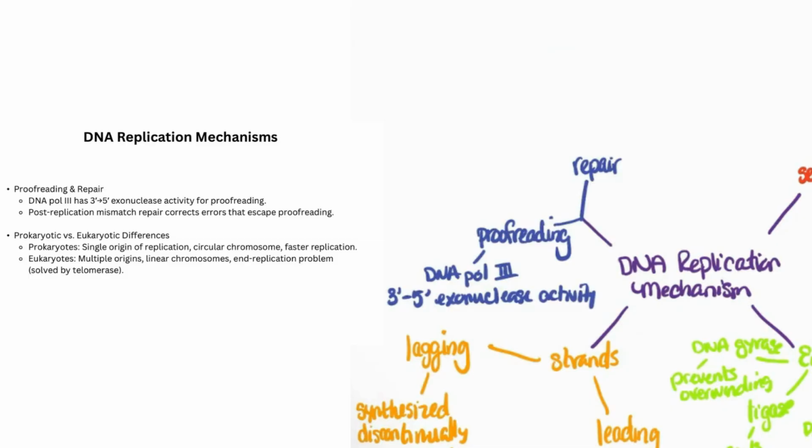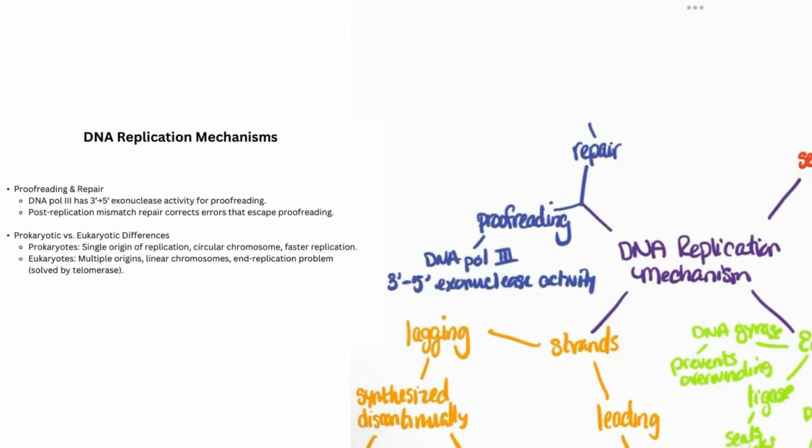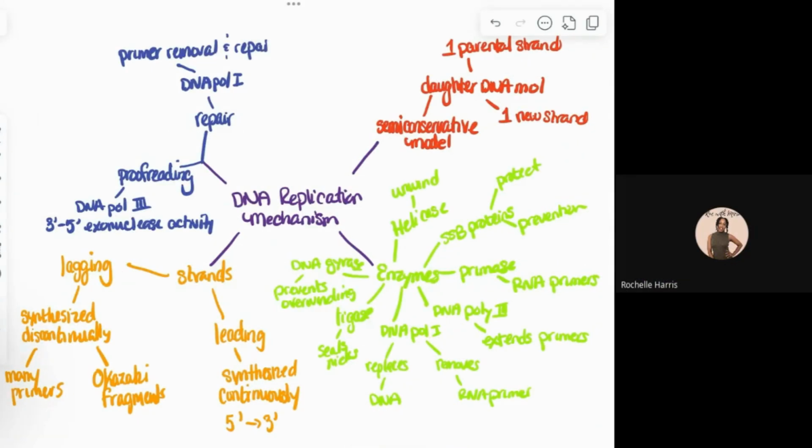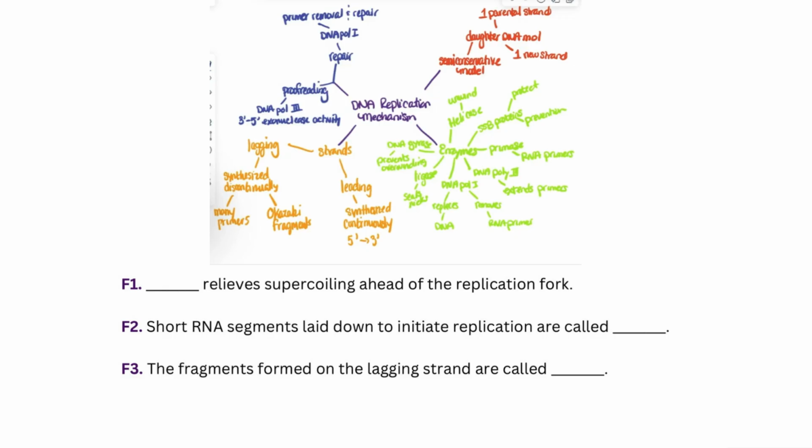And then we have repair, and that involves DNA polymerase 1. And that is the primer removal. And repair. Okay, so now we have our micro mind map.